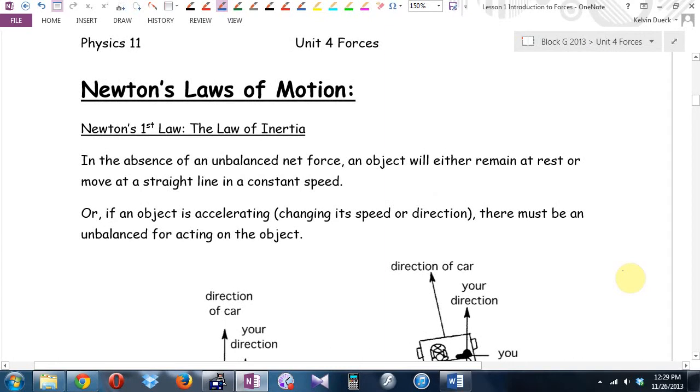Newton's laws of motion. I've got to go on my Sir Isaac Newton rant. I've got to pause the video. Put your pencils down.